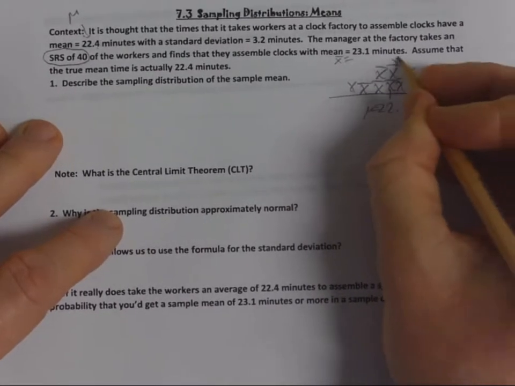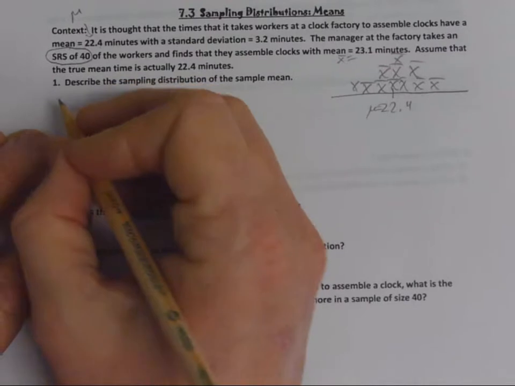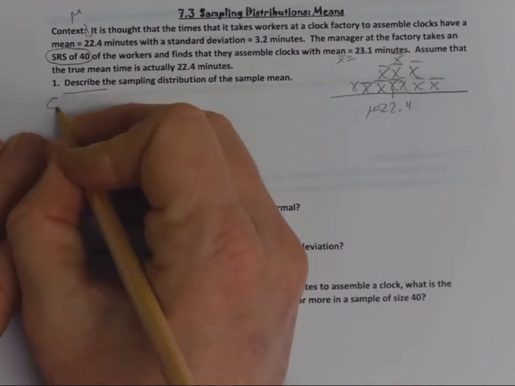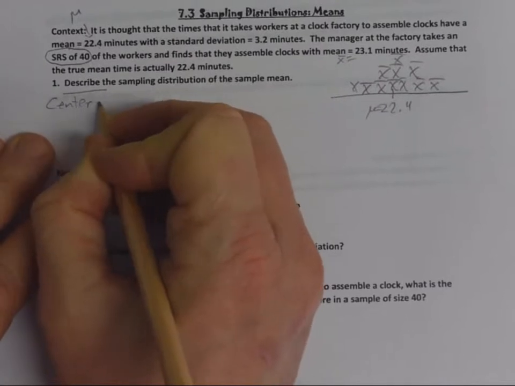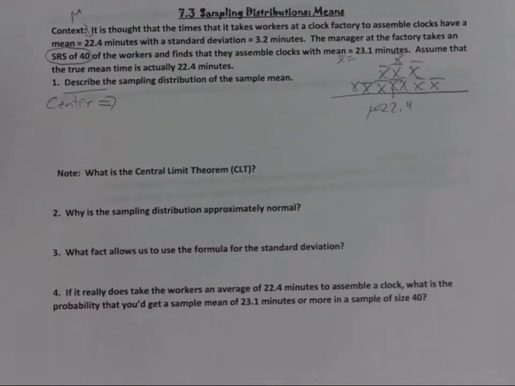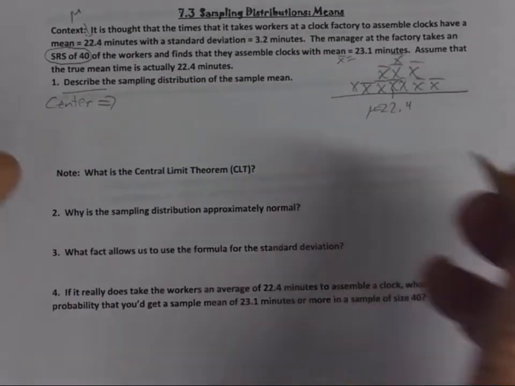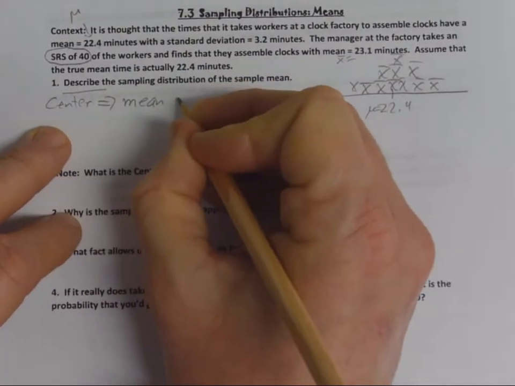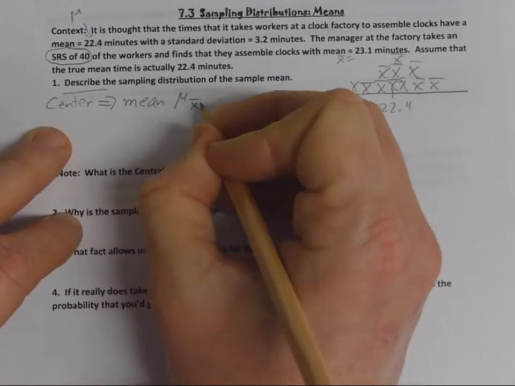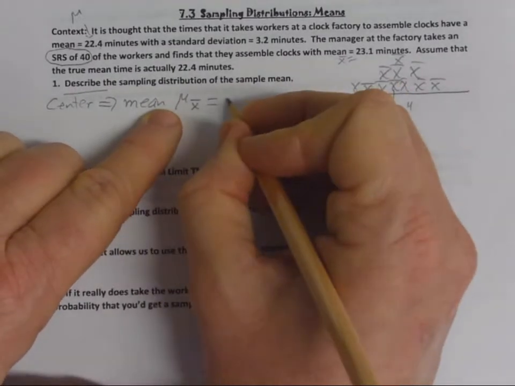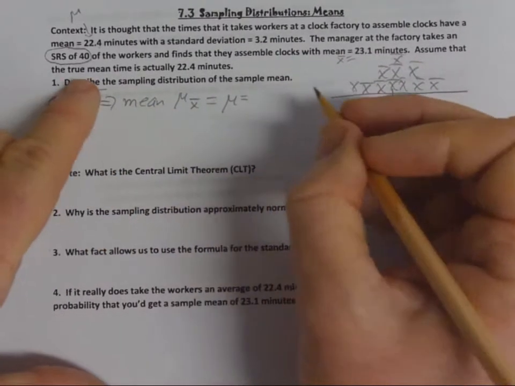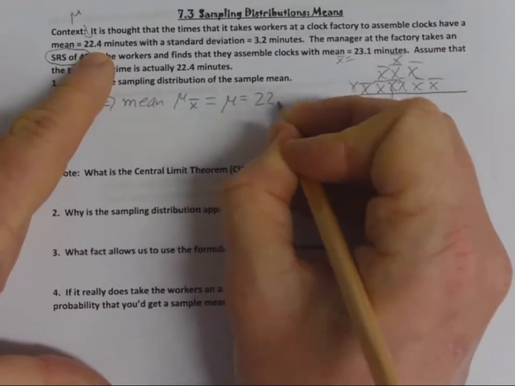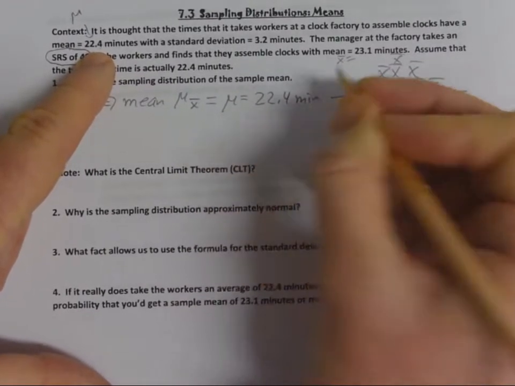And so whenever you're asked to describe a distribution, you'd first of all describe its center. You'd say, well, its center is described by the mean. We could also do the median, but in this chapter, we're just going to do the mean. So the center, we have a mean, and the mean of these X bars, or the mean of the sampling distribution, is equal to mu, and that in this case is going to equal 22.4 minutes. Make sure and put the units as well.